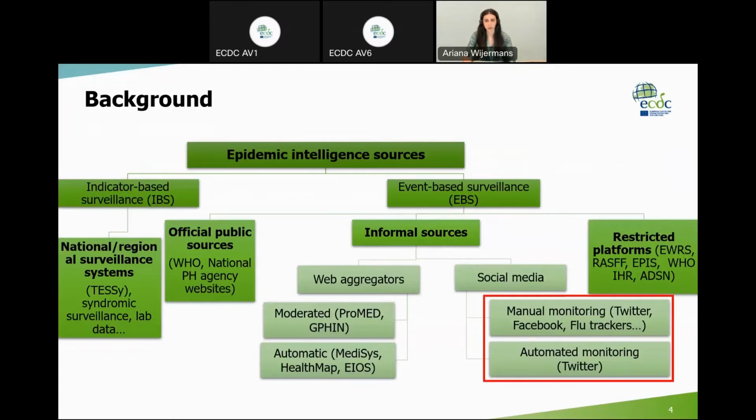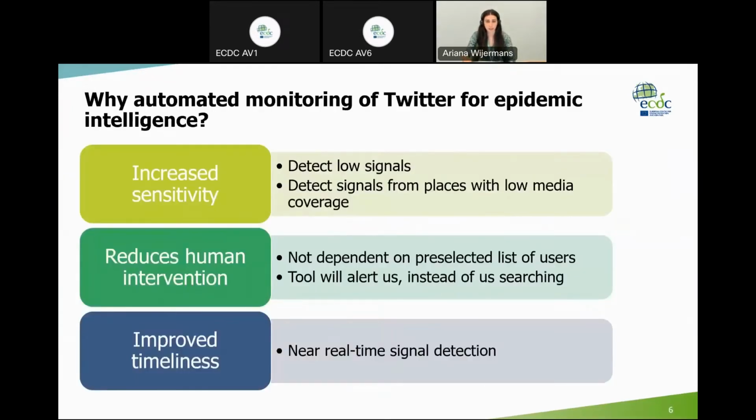We used to only do this manually, so we followed certain accounts from Twitter or Facebook, but now we have also created a way to automatically monitor social media, and this is focused on Twitter data. So why did we do this? We want to increase the sensitivity.